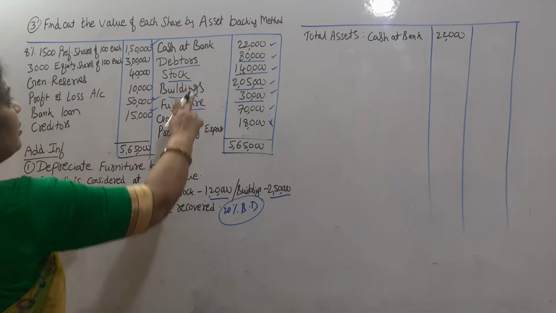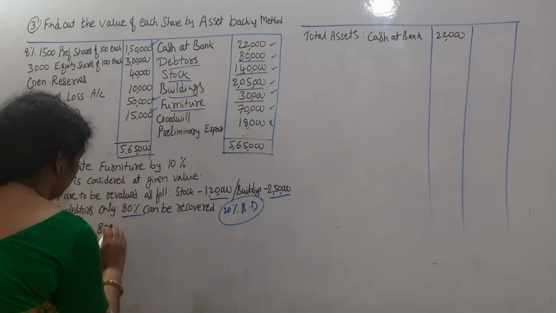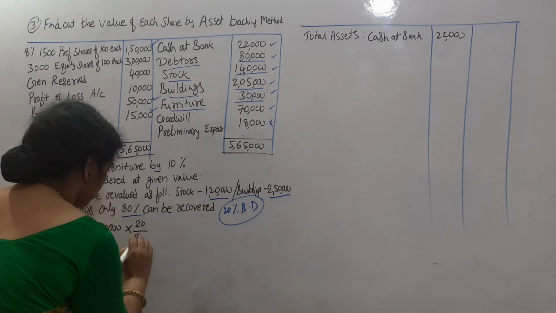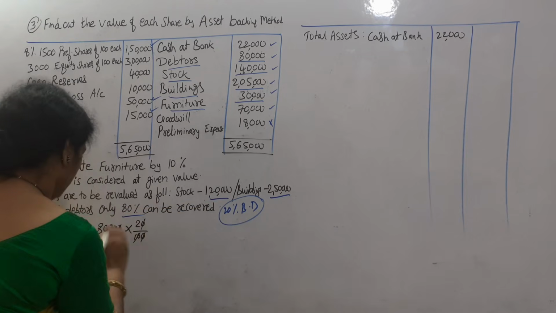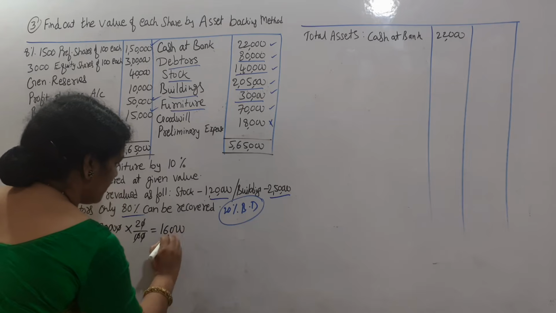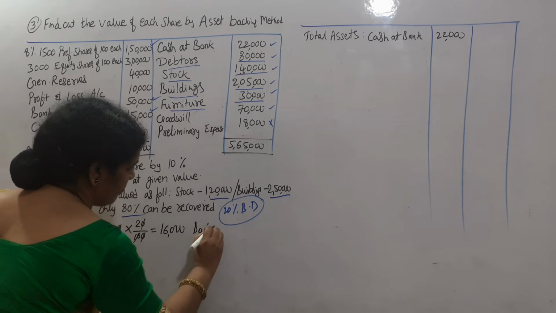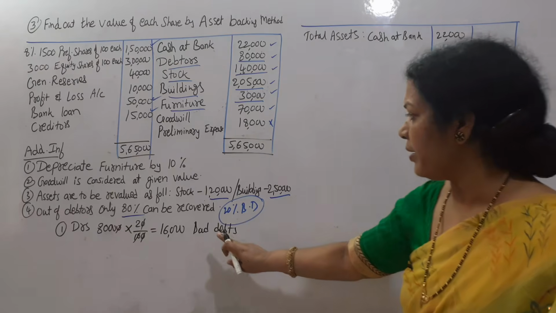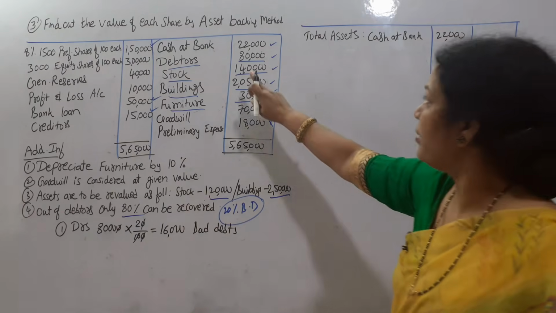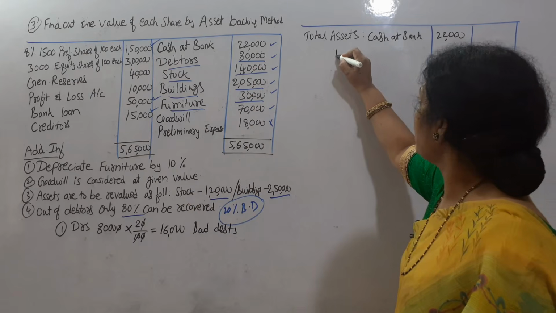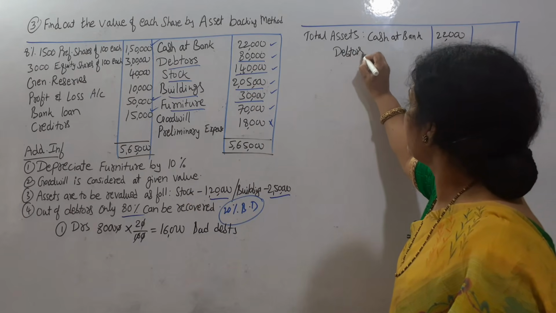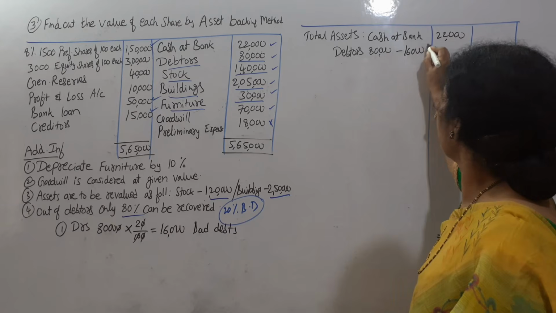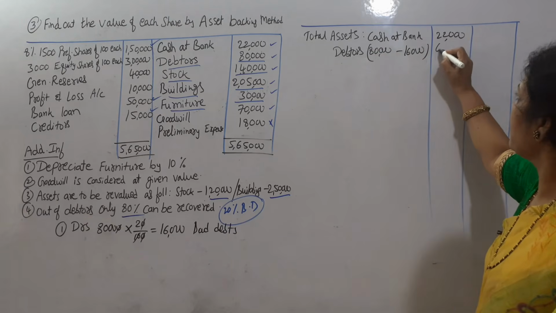Debtors is 80,000 into 20% bad debts, means 16,000 is bad debts. So now the total debtors is 80,000 minus bad debts of 16,000, means 64,000.